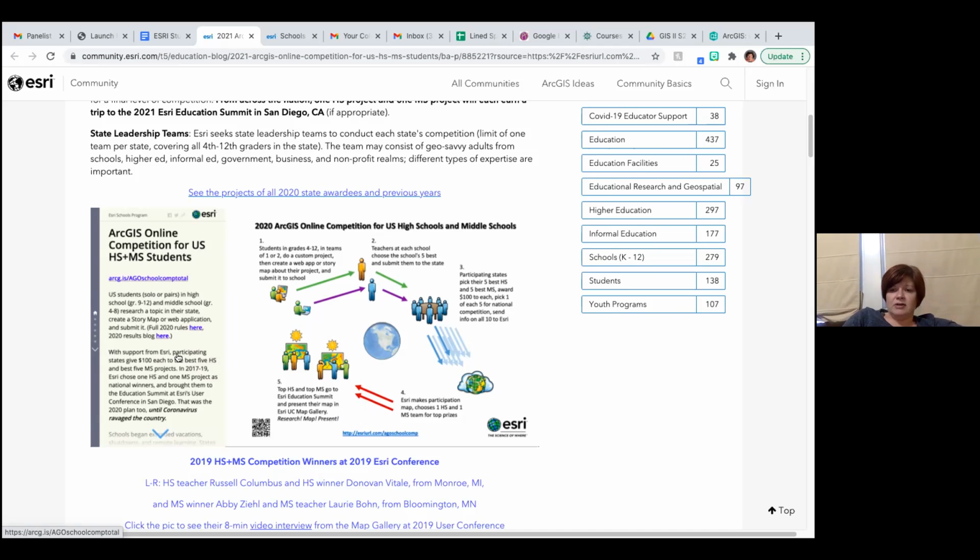The state also picks 1 winner from high school and 1 winner from the middle school to submit for the national competition. So they send it off to ESRI, and ESRI picks 1 high school and 1 middle school project from the entire country, and that student or student team wins a trip to San Diego for user conference. So it's a pretty nice prize that they win if they win for the state.